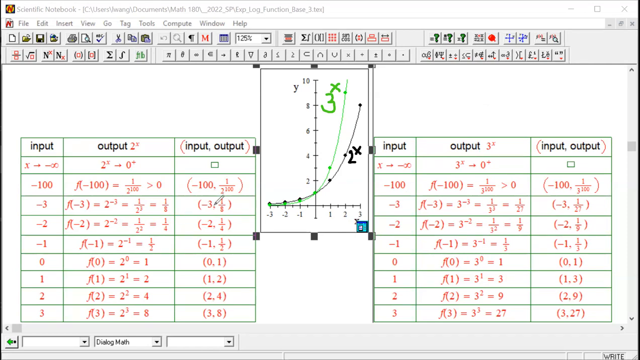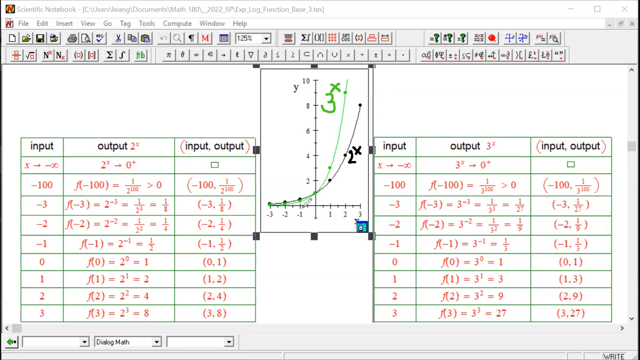Right, you can see for the same inputs, negative 3, 1/8, negative 3, 1 over 27, right? So you can see which one is higher, which one is lower. Okay, input is still the horizontal measurement from the origin. And the output is still the vertical measurement from the origin. All right, so let's keep going.